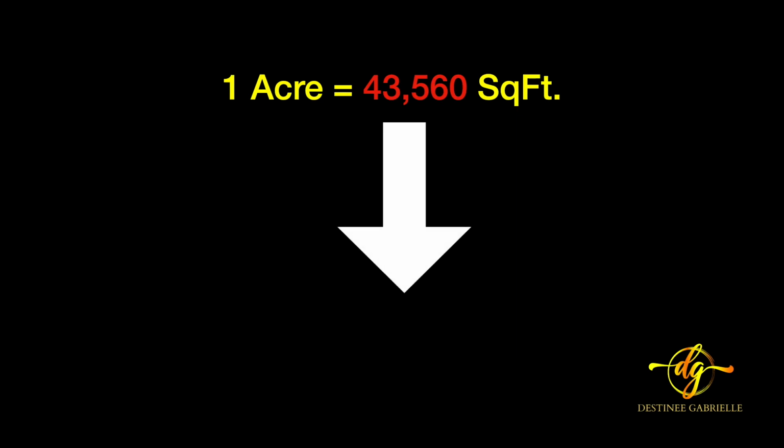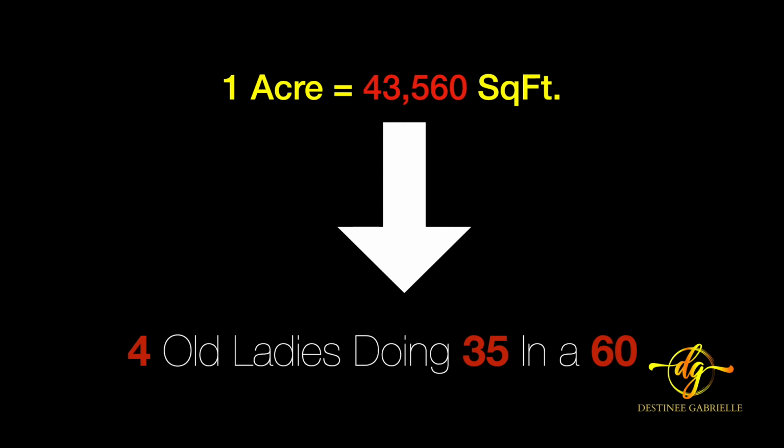All right, one of the quick ones that I just wanted to add for math purposes, you will have some questions that talk about this, is knowing how many square feet are in an acre. And this is kind of a random number, so this is the way that I remember it. So 1 acre equals 43,560 square feet. And the way that I remember it is 4 old ladies doing 35 in a 60. So 43560. And that's just a quick little one that helped me remember how many square feet an acre.